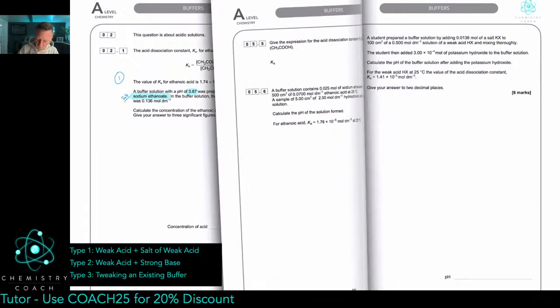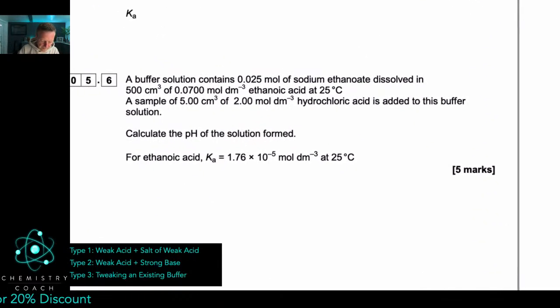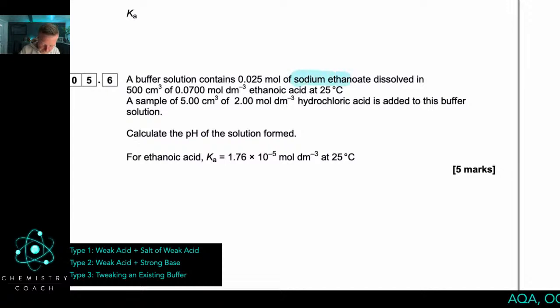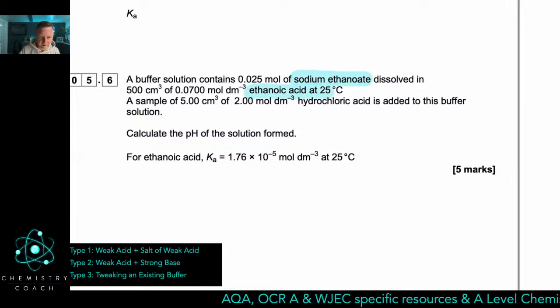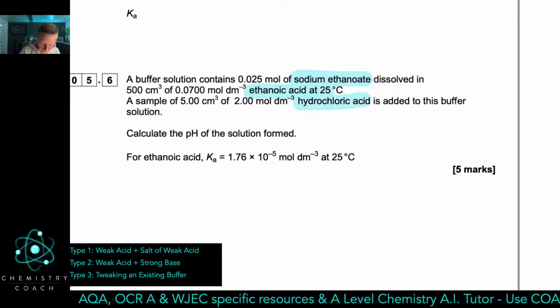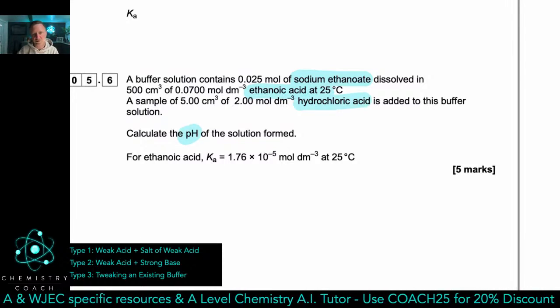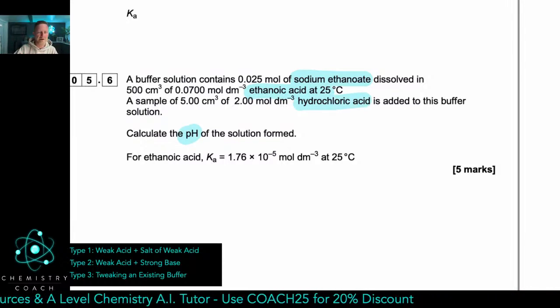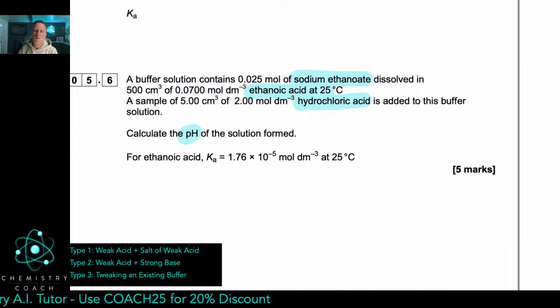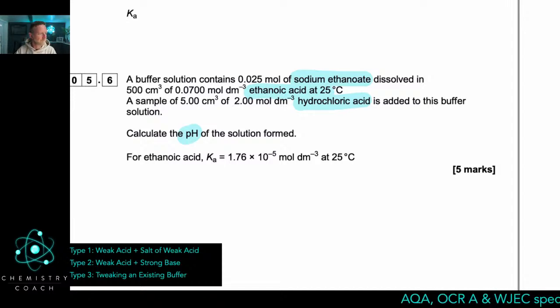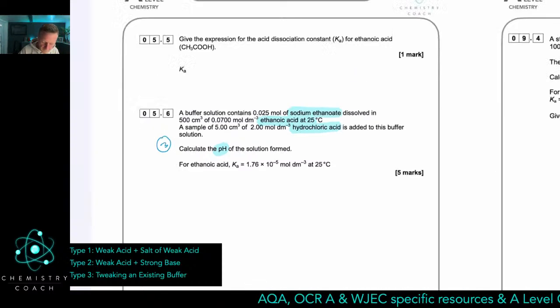Let's have a look at a couple more. A buffer solution contains sodium ethanoate and ethanoic acid. A sample of 5 centimeter cubed of 2 molar HCl was added to this buffer. Calculate the pH of the solution formed. So type 1, type 2, or type 3? Let's keep this train rolling. Three again. We're on a roll.